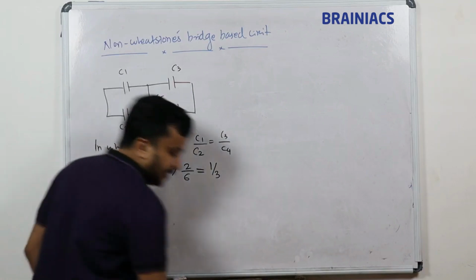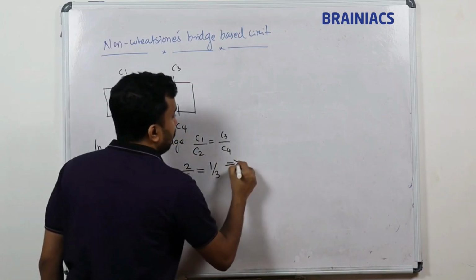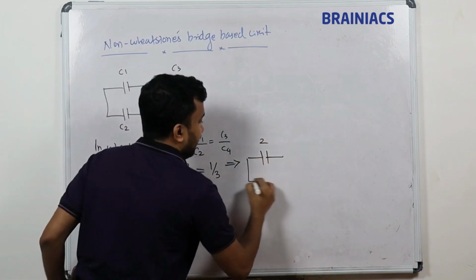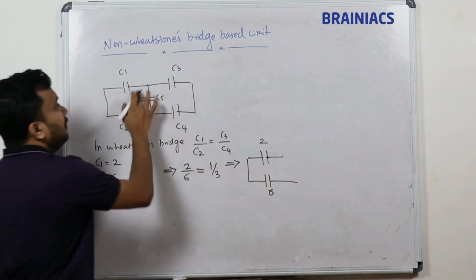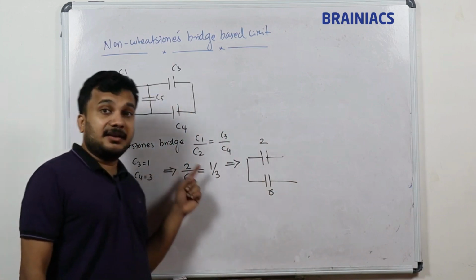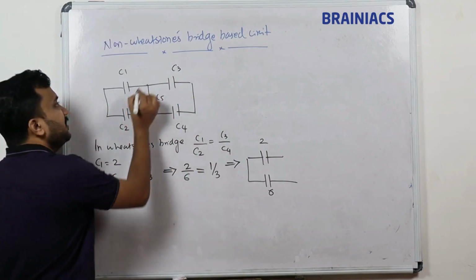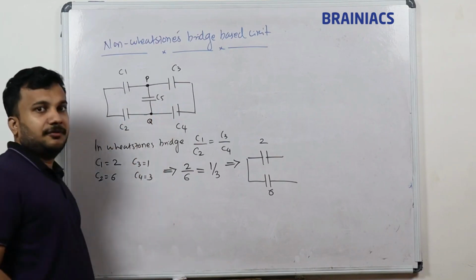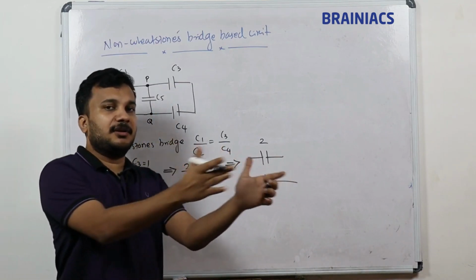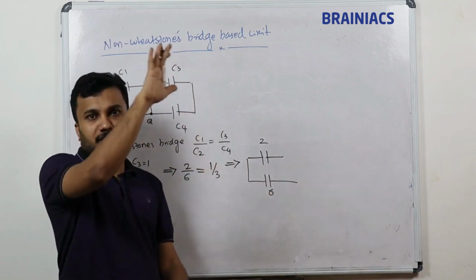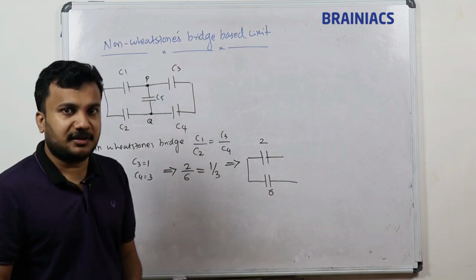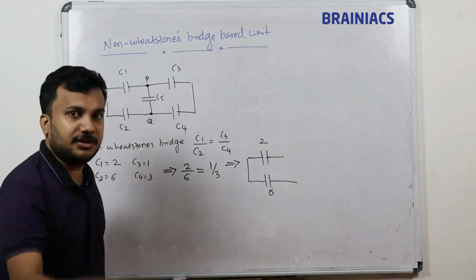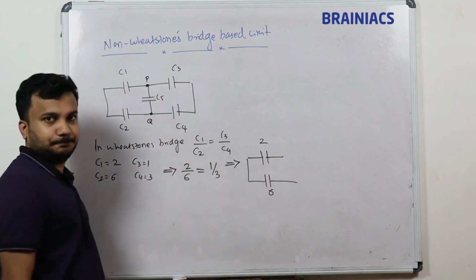You can forget about the capacitance. In that case, how will our equivalent circuit look? C1 value we already know is 2, so let me put it as 2, and the other value is 6. Whenever a balanced Wheatstone's bridge comes, the voltage at point P is equal to the voltage at point Q. Whenever two voltages are the same, current will never flow from top to bottom or bottom to top. Whenever unequal voltages come, for example here 10 volt, here 0 volt, then current will flow from higher voltage to lower voltage, that is from P to Q.